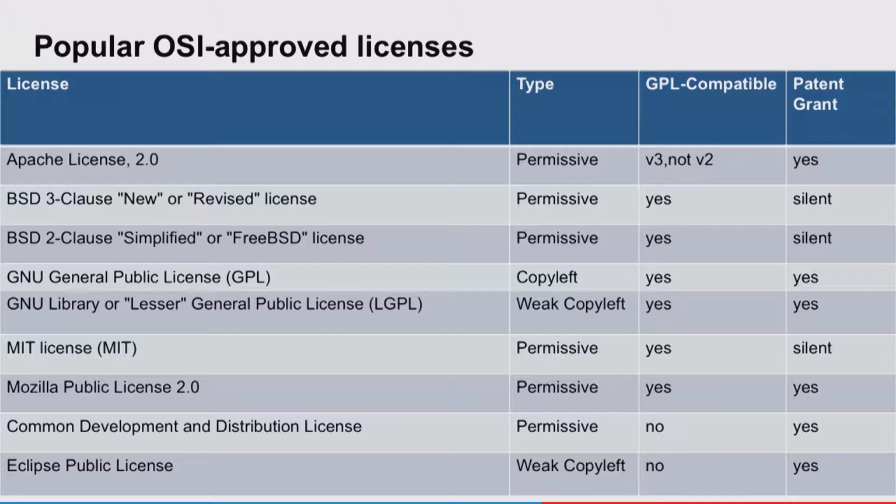So the more popular OSI approved licenses are, and their characteristics. So Apache is permissive. It's GPL compatible in version 3, but not version 2. Whether it does patent grant, yes. And I'm sorry, I forgot exactly what patent grant was, so I will tell you after this lecture is over. I don't need to read this out. You have the slides, you can read. You have a table for what various kinds of licenses are and what degree of permissiveness and compatibility they have.